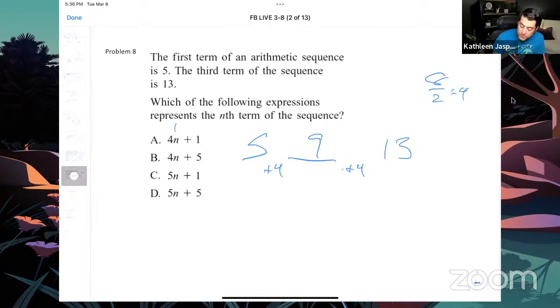So then that's 4 times 1, which is 4, plus 1 is 5. Okay, that works. Now what if I do 2? 4 times 2 is 8. So 8 plus 1 is 9. Oh, look at that. 9 works.